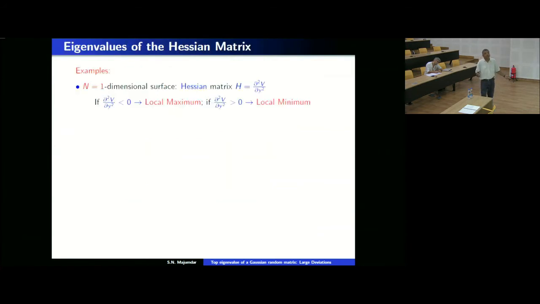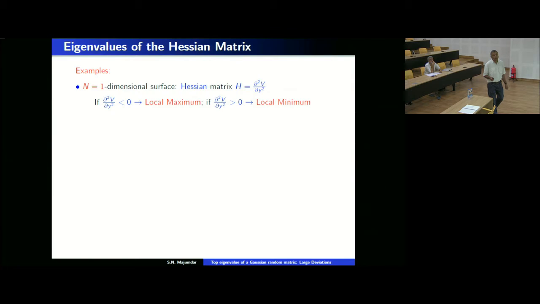Imagine that I have just a one-dimensional landscape. Then the Hessian matrix is just ∂²V/∂y². You all know that if it is a local maximum, the second derivative is negative, and if it's a local minimum, the second derivative is positive. So in this case, it's a 1-by-1 matrix, and whether it's positive or negative determines it: you have only two possibilities, either a local maximum or a local minimum.